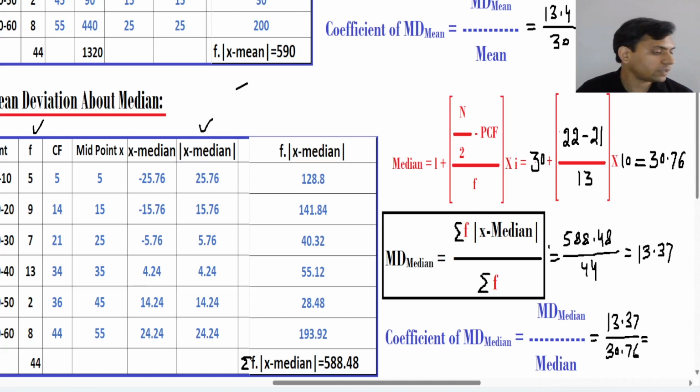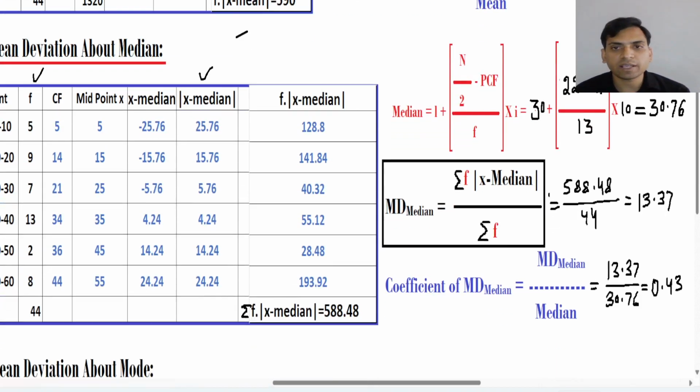So this is 13.37 divided by 30.76. So this is 0.43. This is the coefficient.